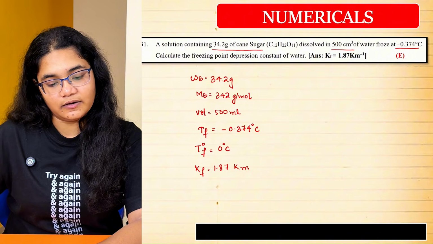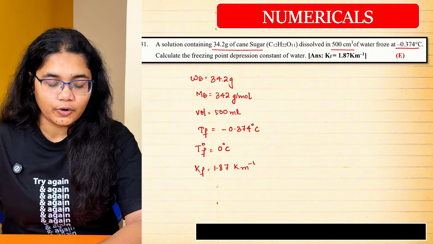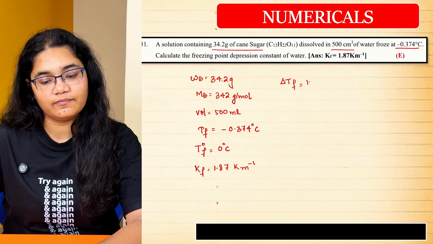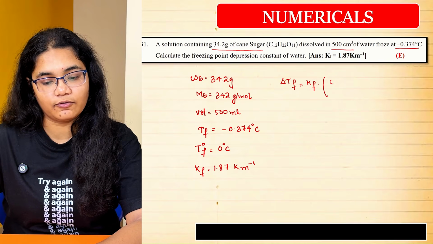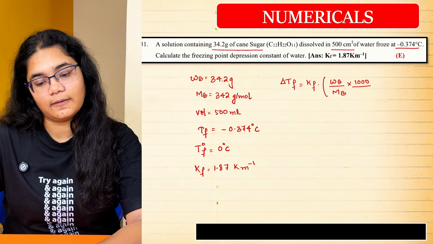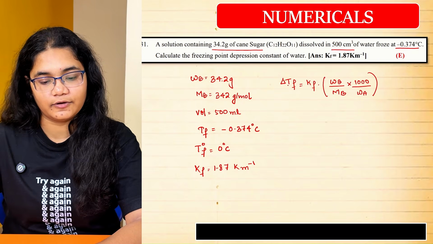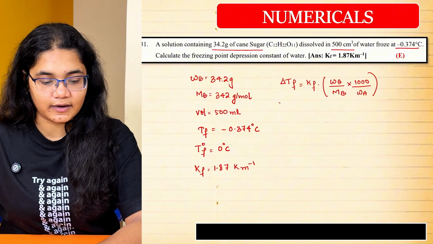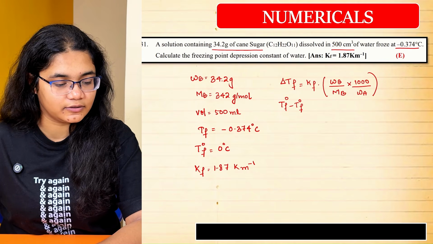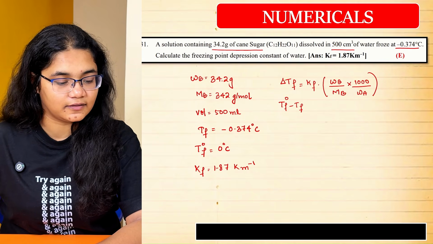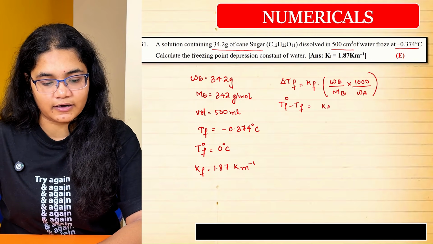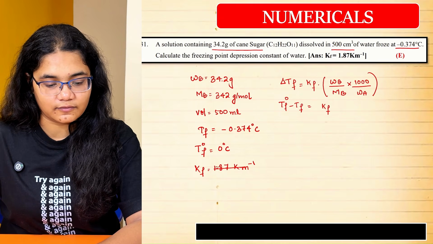1.87 Kelvin mole inverse. Now, if I just want to calculate the freezing point depression constant, here I have ΔTf is equal to Kf into m. The m formula is Wb by Mb into 1000 by W, right? So what is the value of ΔTf here? That is T°f minus Tf, because the freezing point of the solution is less than that of the solvent, right? Kf is what we have to find out.